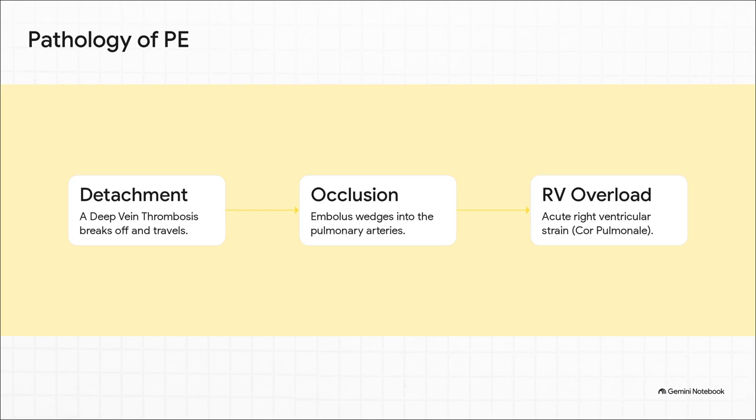So following these sequential steps, we see the true mechanical danger. Step 1, the DVT detaches. Step 2, it causes sudden pulmonary occlusion. Now, because that blood flow is suddenly obstructed in the lungs, there is a massive spike in pulmonary vascular resistance. The right ventricle of the heart, which, by the way, is only built to pump against low pressure, suddenly hits a brick wall. And that leads directly to step 3. Acute right ventricular overload. Medically, we call this acute cor pulmonale. The right side of the heart rapidly dilates, strains, and fails.